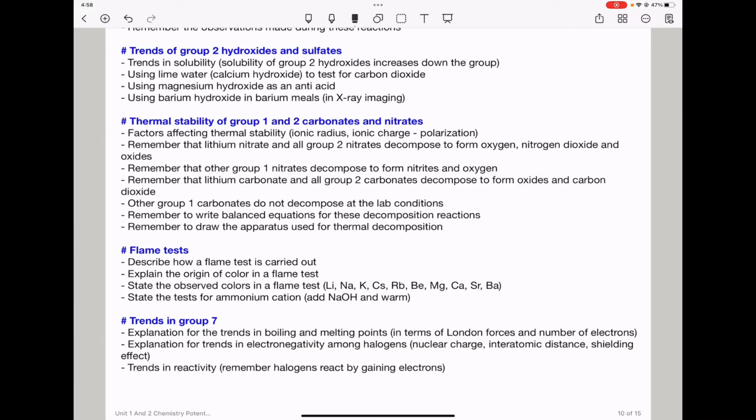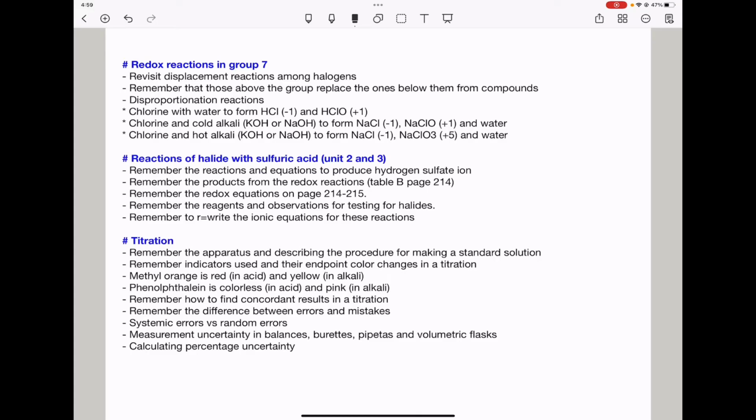Remember, halogens react by gaining electrons, so fluorine is going to be the most reactive one because it's smaller in size and it will gain electrons faster in comparison to iodine, which is really big. Next part is redox reactions in group 7. These are very common and they could be attached to unit 3, but they can also be very common in unit 2. So please revisit displacement reactions among halogens. Remember that those above in the group replace the ones below them in the compound.